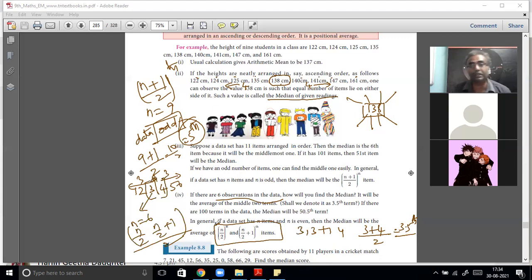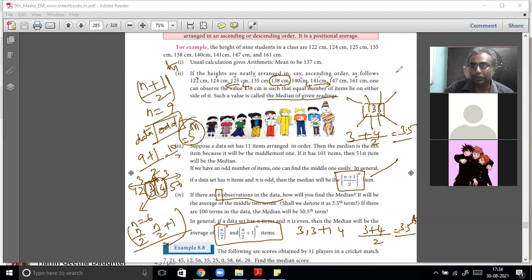So only in the case of an even number of data do you have to use this. For an odd number of data, simply take the (n plus 1) by 2 item, find that item, and say that is the median. But if it is an even number, you will not have that item. So you have to take 2 items. So what did we do? For the 3.5 item, you have to average them: (3 plus 4) by 2. Only then will you get 3.5. That is the whole thing.